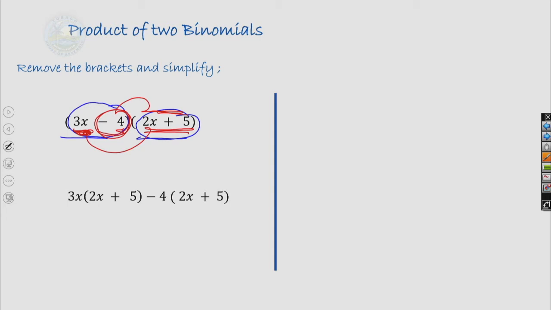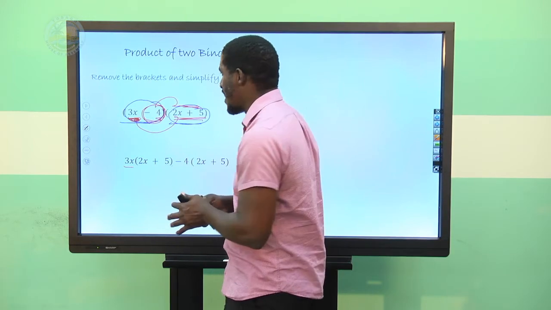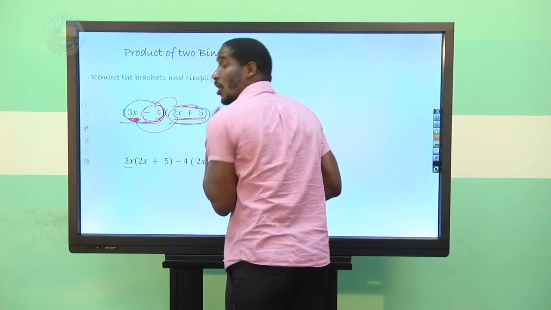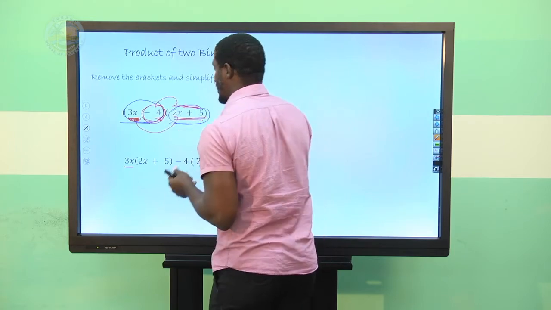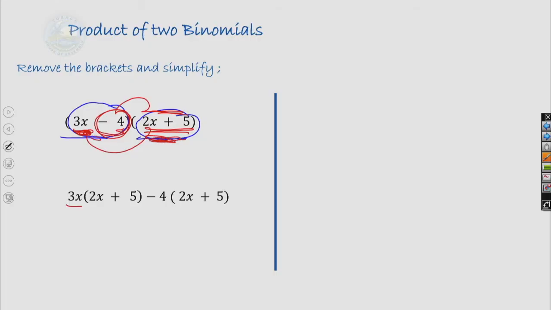If you recognize that this 3x is multiplied by everything in the second bracket, this negative 4 is multiplied by everything in the second bracket as well. Remember that concept we learned from before. Whatever is outside of the bracket, according to the distributive property, has to be multiplied by everything on the inside of the bracket. Yes? So even with our product of two binomials, we could have looked at it like that. We can take this as our bracket, and whatever is outside of our bracket has to be multiplied by all of our bracket. So we get this line.